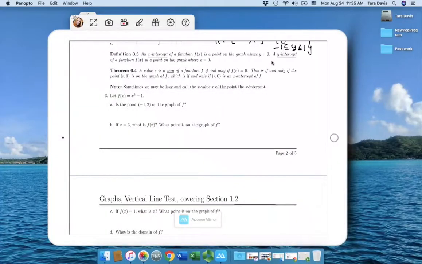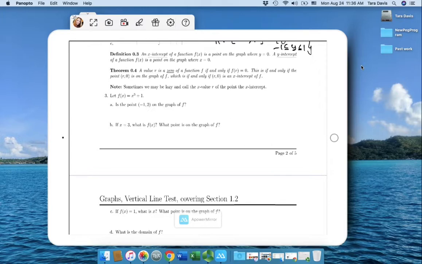Okay, so we're picking up with section 1.2 where we left off, and now we're moving from looking more visually at the graph to a little bit more algebraically, symbolically. Okay, so we have a definition which states that an x-intercept of a function f of x is a point on the graph where y equals 0. So an x-intercept is when y equals 0, and that will be where the graph intercepts the x-axis. And similarly, a y-intercept of a function is a point when x equals 0.